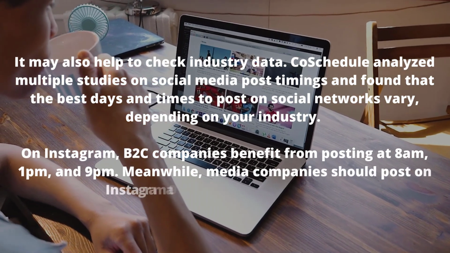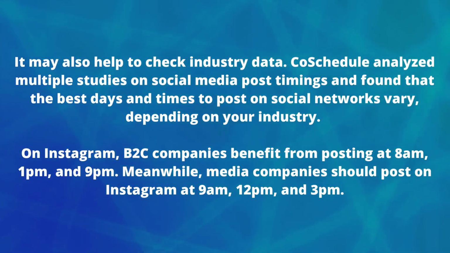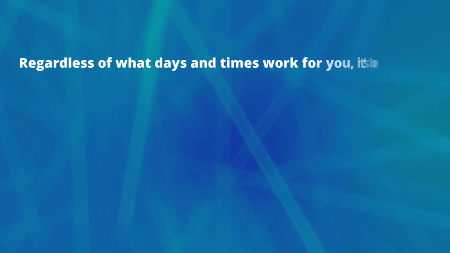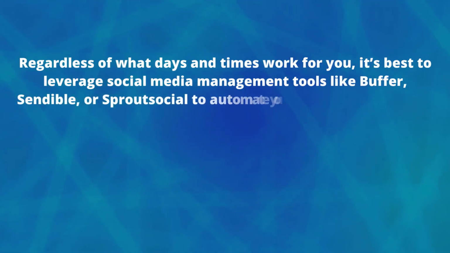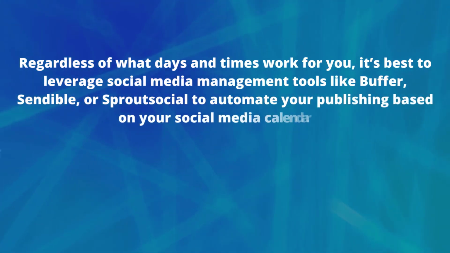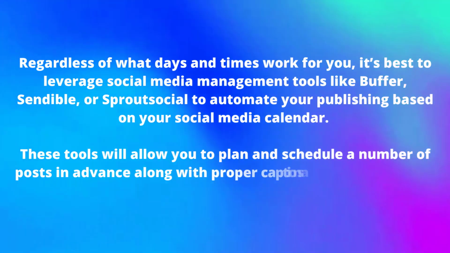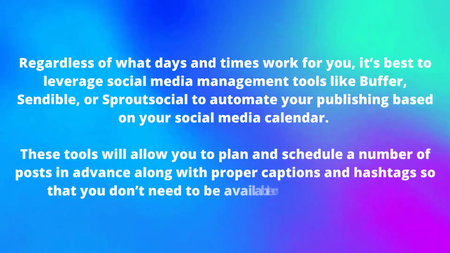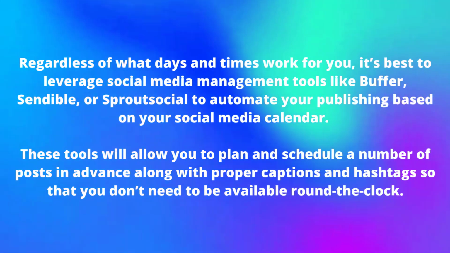On Instagram, B2C companies benefit from posting at 8 AM, 1 PM and 9 PM. Meanwhile, media companies should post on Instagram at 9 AM, 12 PM and 3 PM. Regardless of what days and times work for you, it's best to leverage social media management tools like Buffer, Sendable or Sprout Social to automate your publishing based on your social media calendar. These tools will allow you to plan and schedule a number of posts in advance along with proper captions and hashtags so that you don't need to be available round the clock.